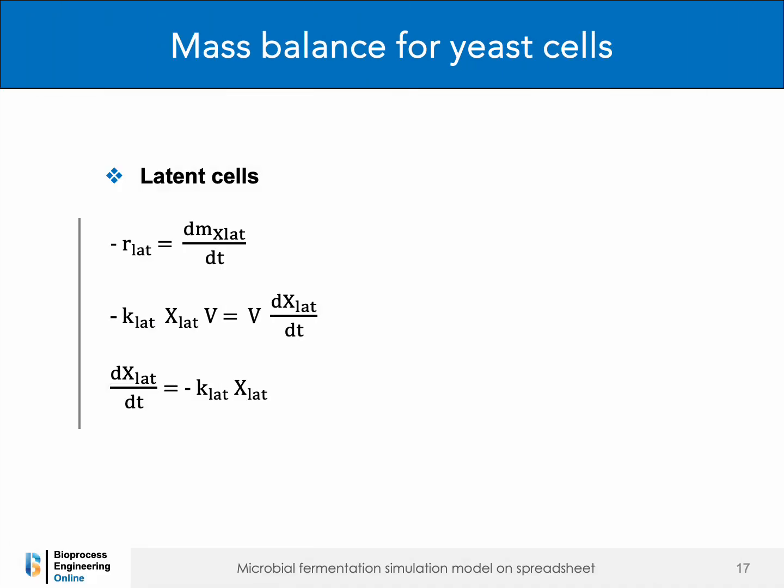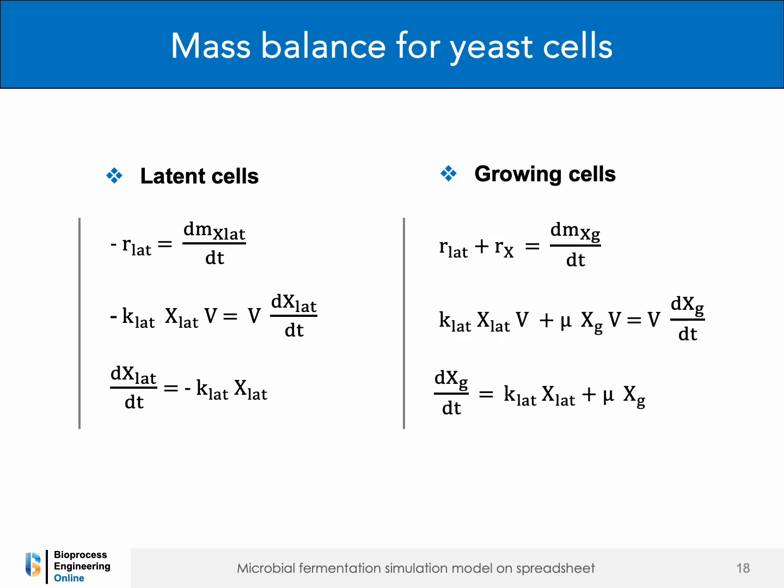For the latent yeast cells, the instantaneous balance, in gram cells per hour, on the whole fermentation medium writes minus R_lat equals dmx_lat over dt, where R_lat is the yeast transition rate from latent to growing cells, and mx_lat the mass of latent cells. Introducing the medium volume V and the specific latency constant K_lat, the balance relation becomes K_lat x_lat V equals V dx_lat over dt. Accordingly, the differential equation describing the time variation of the latent yeast cell concentration is dx_lat over dt equals minus K_lat x_lat.